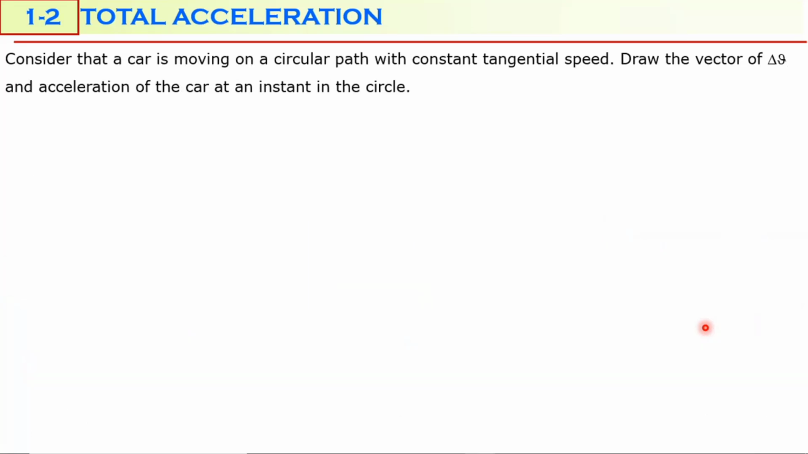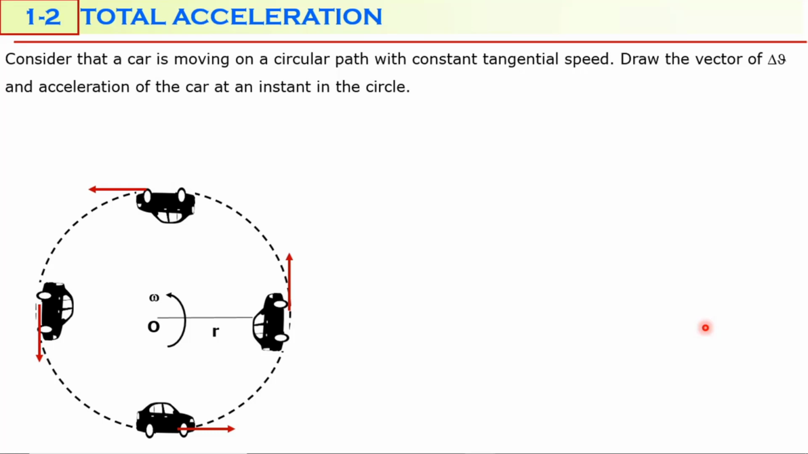Consider that a car is moving in a circular path with constant tangential speed. Draw the vectors of delta V and acceleration of the car at an instant in the circle. Yes, now let's go back. So you see how easy it is to find delta V and acceleration if you are good at vectors.